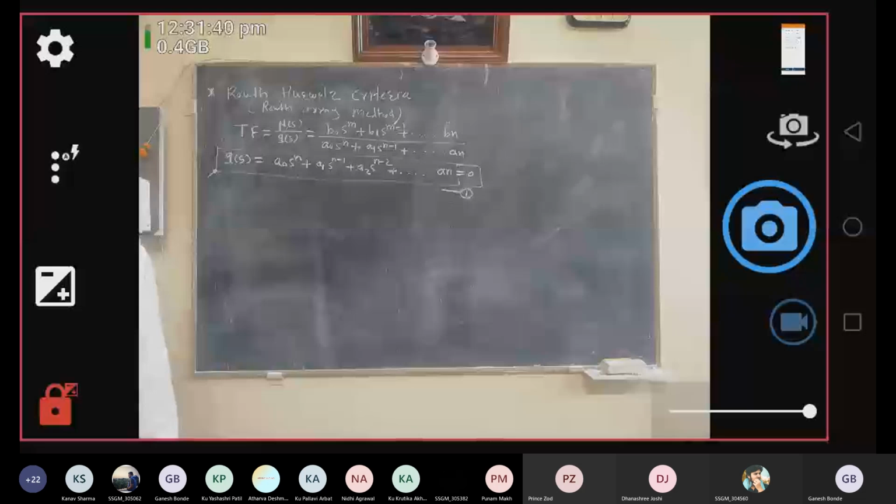Okay, so what are the values of b1, b2, b3, b4 and c1, c2, c3, c4? The first two rows are known to us. Then how do we find the value of b1? Please note down here.